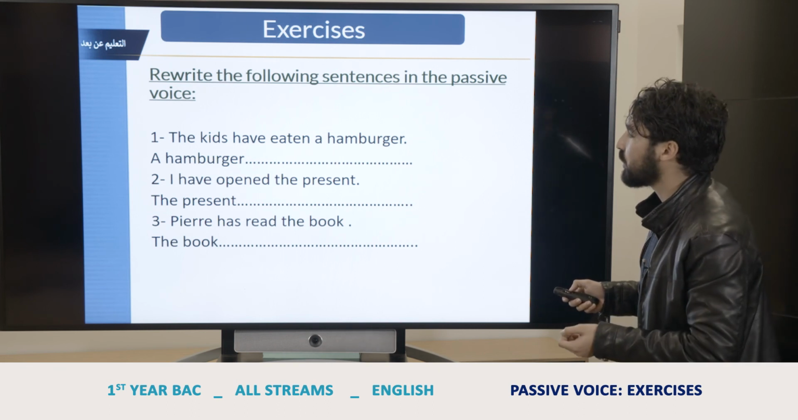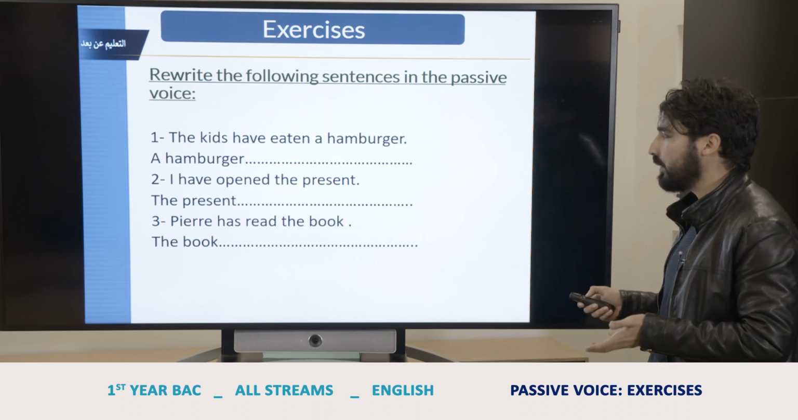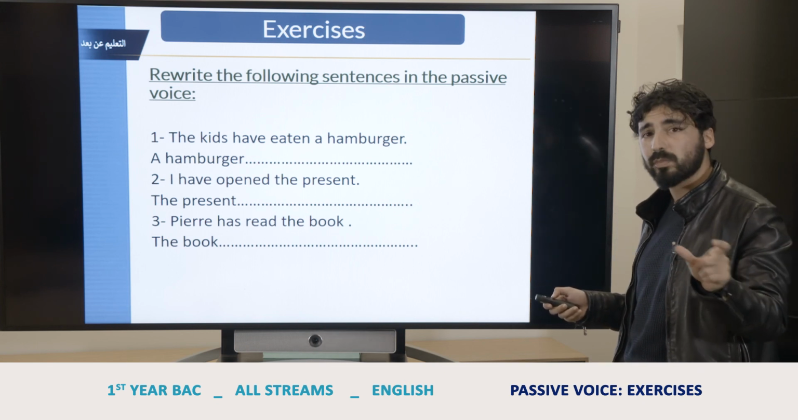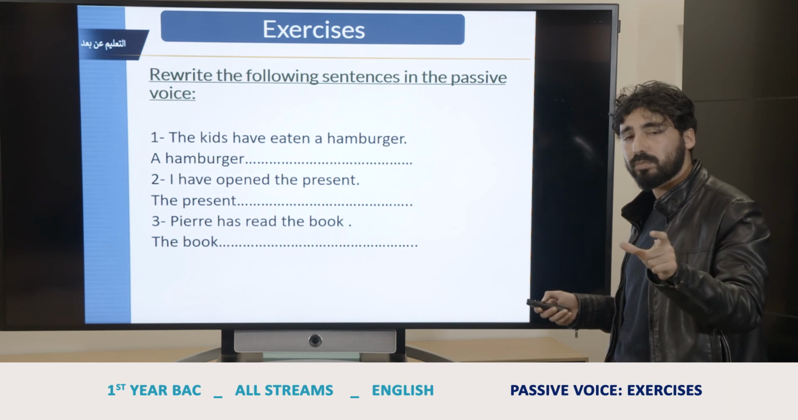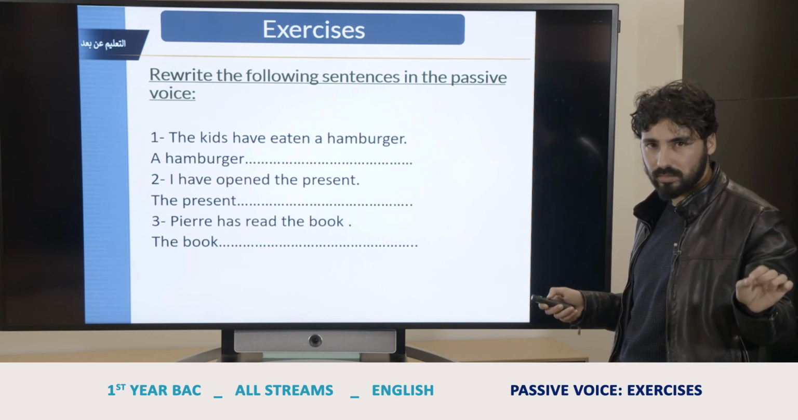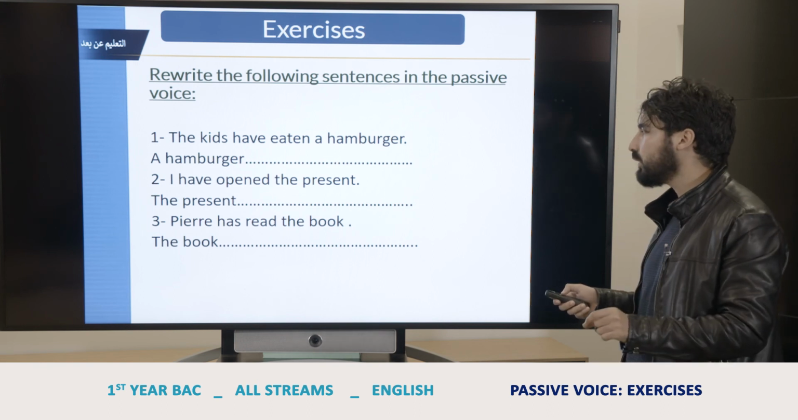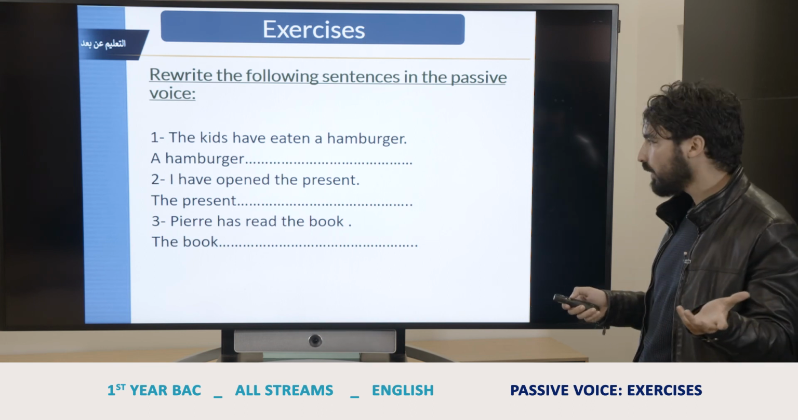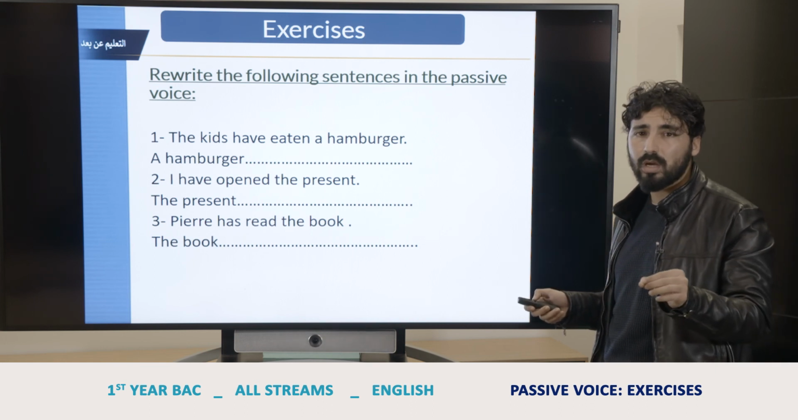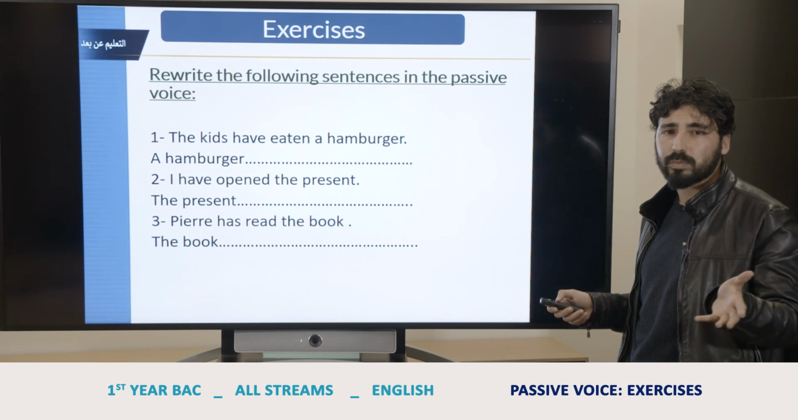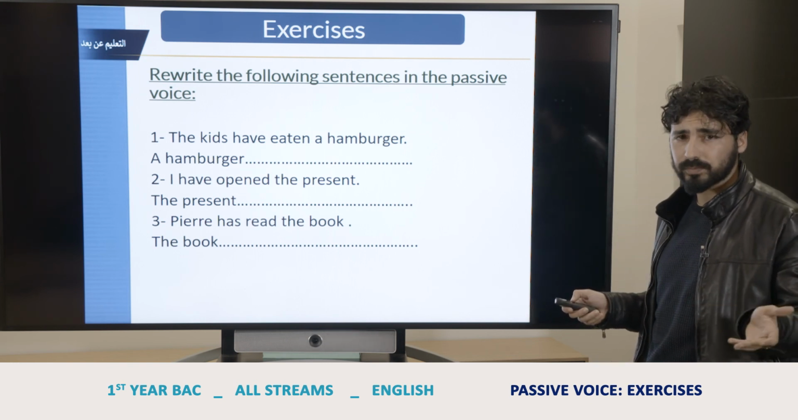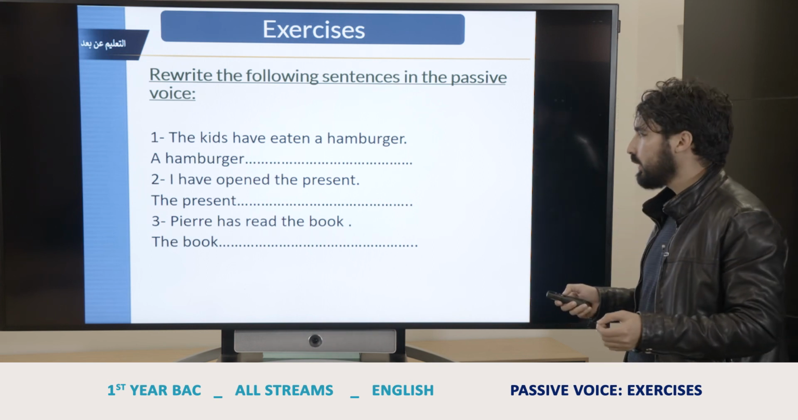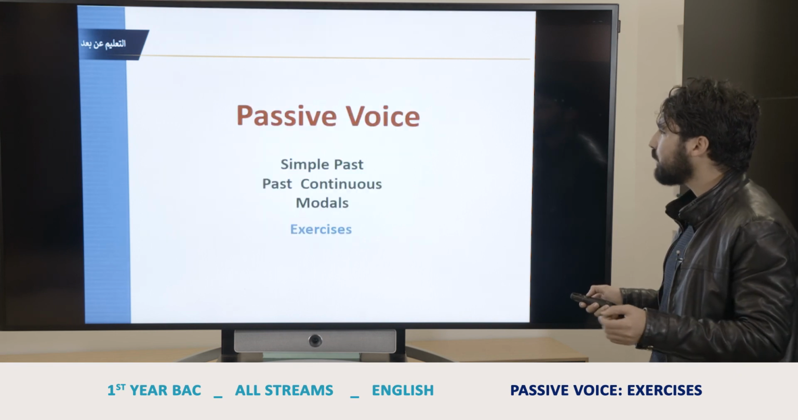Number 3, Pierre has read the book. The book here is the object. Object plus verb to be. The book has been. Because book is it. It has been. The book has been read. Read is the past participle of the verb read, but it's an irregular verb, and if we want to know the past participle of irregular verbs, of course we need to check the list that we have at the end of our textbooks. So let's move to the other part.